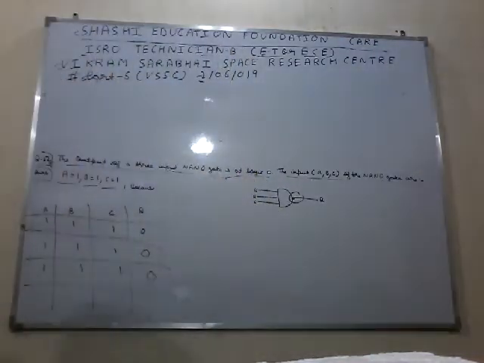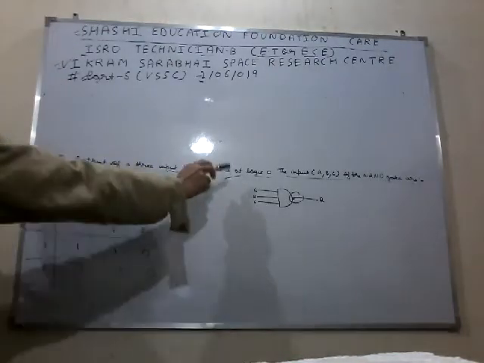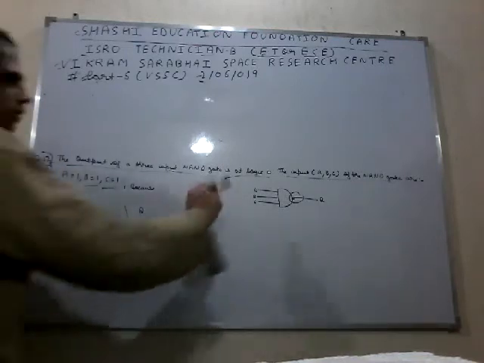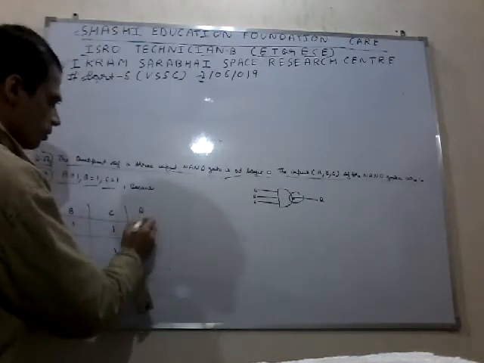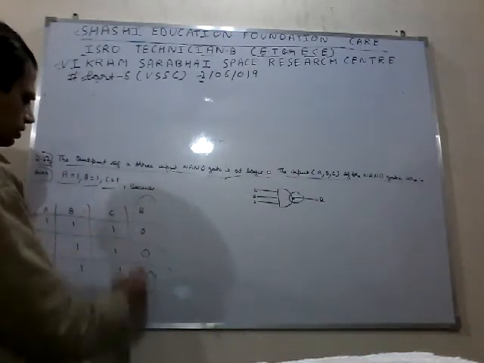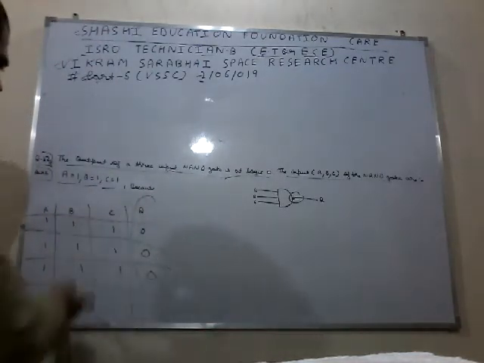According to Boolean algebra, the output of the 3-input NAND gate is at logic 0. They gave us the output: output is 0, logic 0. What is the input of A, B, C? They asked for the input of A, B, C.